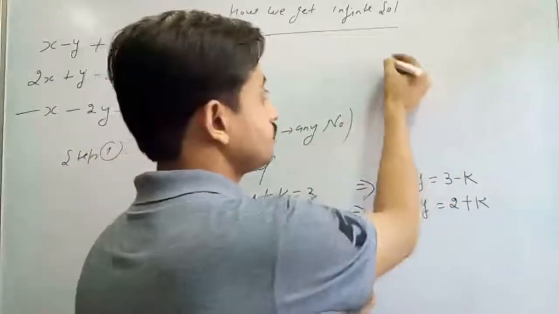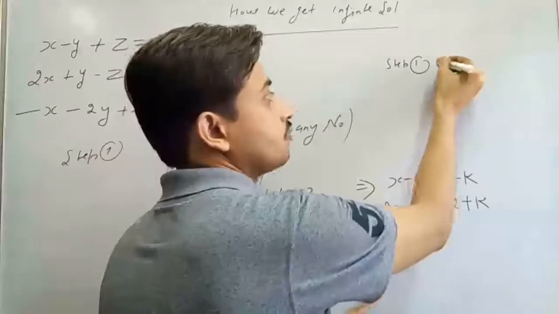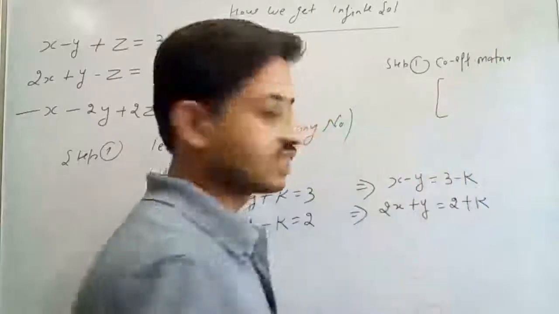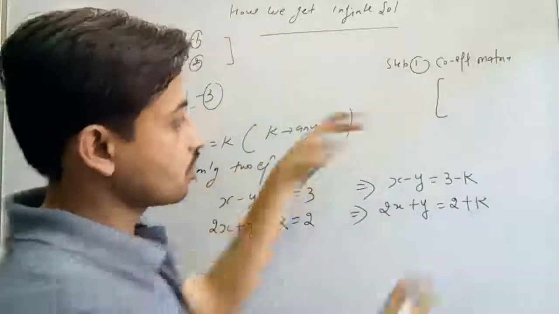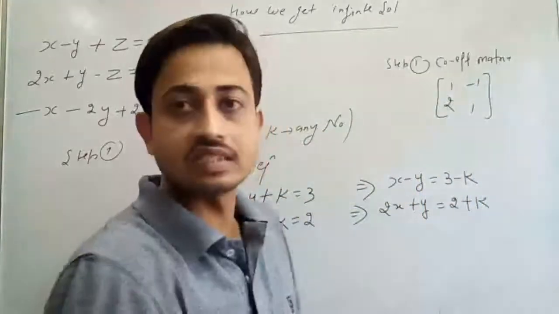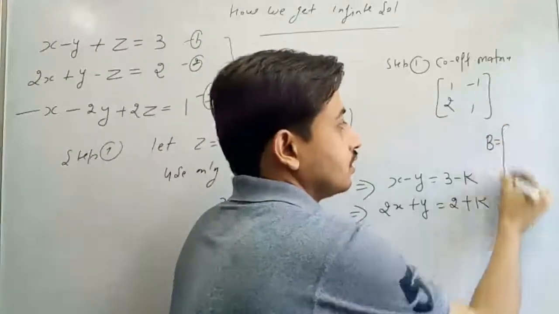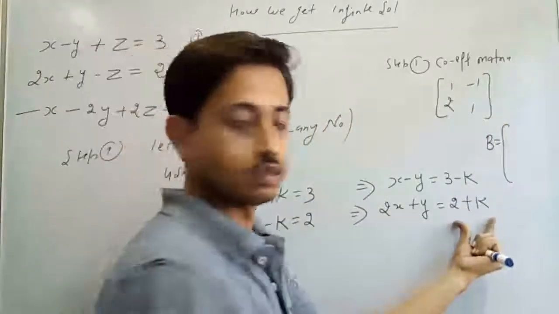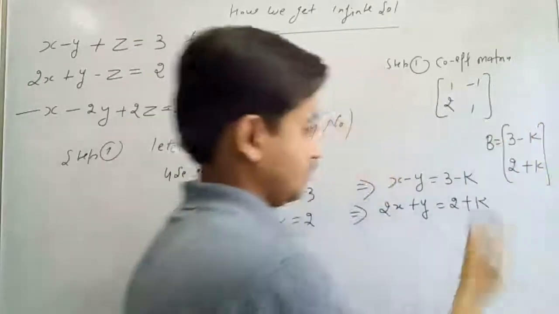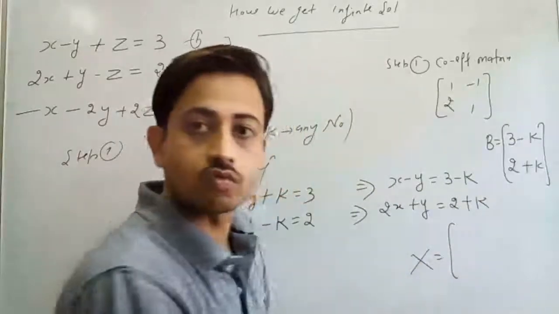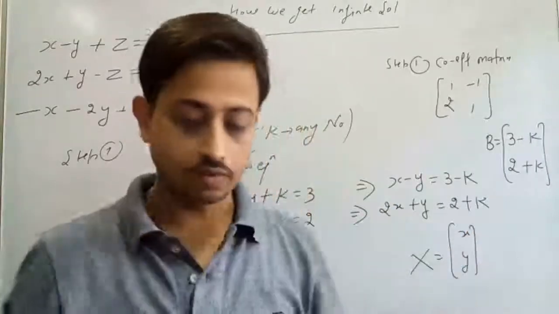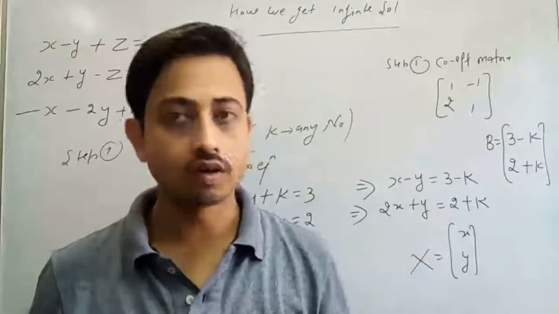First step is what? The coefficient matrix. In this coefficient matrix, the coefficients of the variables are 1, 2, minus 1 and 1. Step 2: what is the constant matrix? The constant elements are 3 minus k and 2 plus k. Now what is X? X is your variable matrix. The variables are x and y. We do all the steps the same as we already applied.